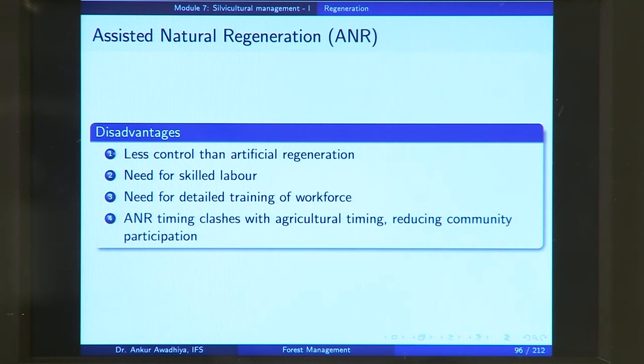What it means here is that when you are trying to perform ANR, the timing for your seedling growth is the same as that of the agricultural season. So, even though on one hand we try to provide job opportunities to the communities, those people are also required in the agricultural operations. So, at times people go for agriculture, they do not come for these ANR operations, in which case we are not able to do the ANR.